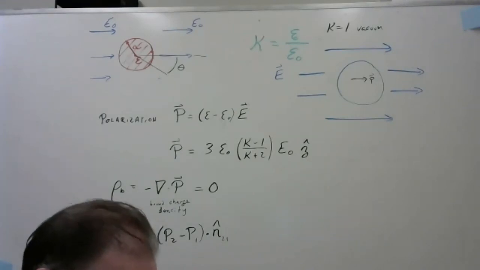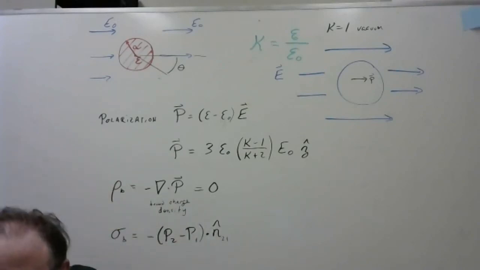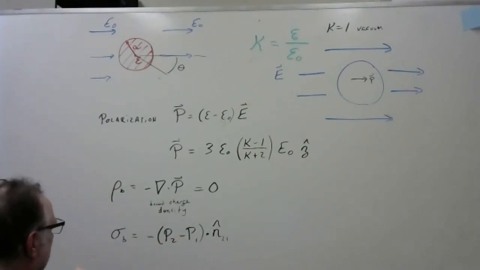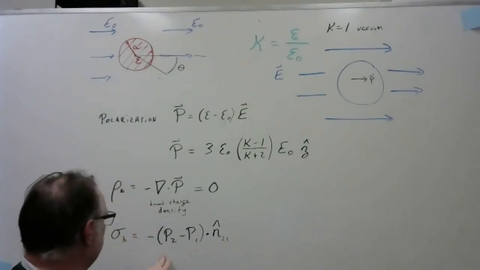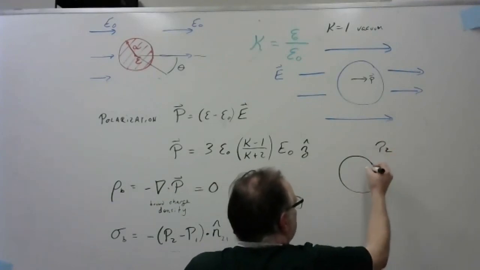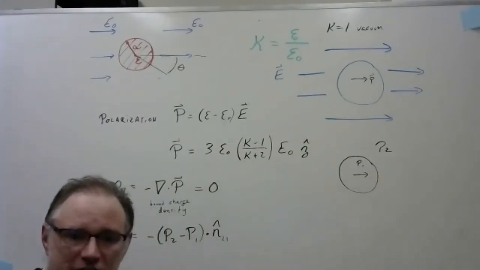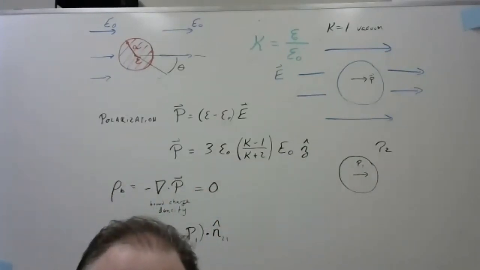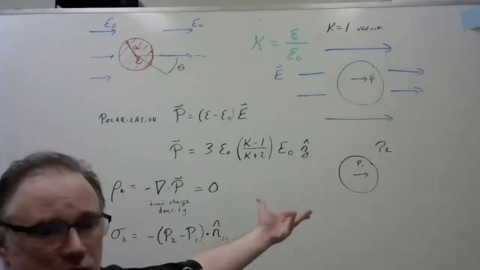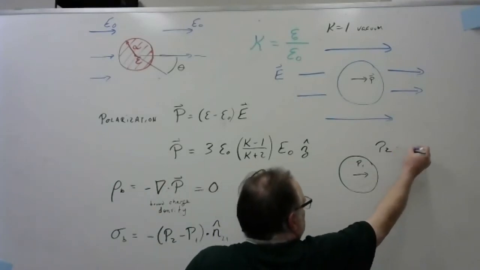All right, ready for us to do this? All right, so let's get our P. The sigma bound is P2 minus P1. P2 is out here, P1 is in here. What's the polarization outside of the dielectric sphere? Zero. There's nothing out there. There's nothing that can be polarized out there. It's vacuum. So this P2 is equal to 0.